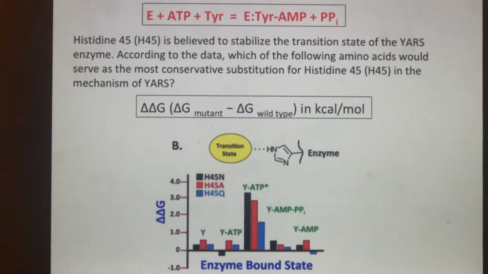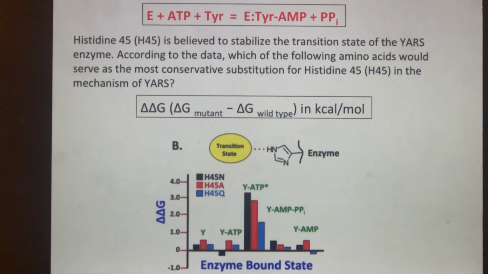So what you're given is the formula, but they use delta delta G, not just delta G. It's kind of a tricky way of using delta delta G. Now, delta G of mutant minus delta G of wild type by definition equals delta delta G. It's in kilocalories per mole, as you might expect.